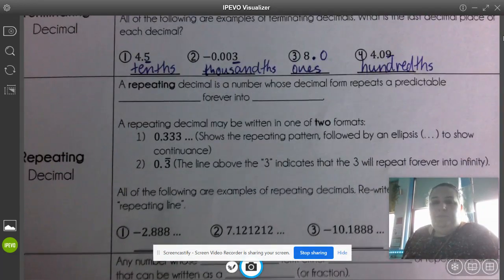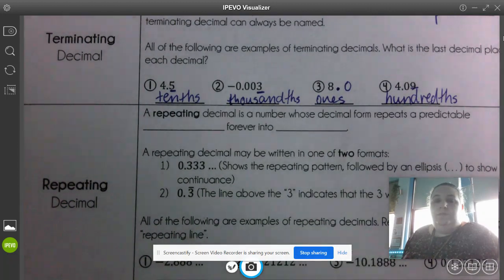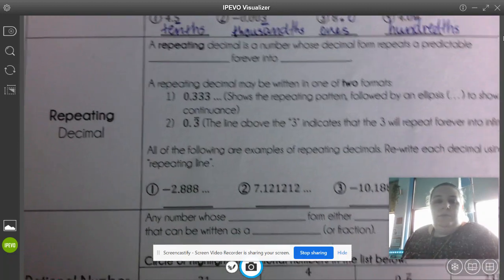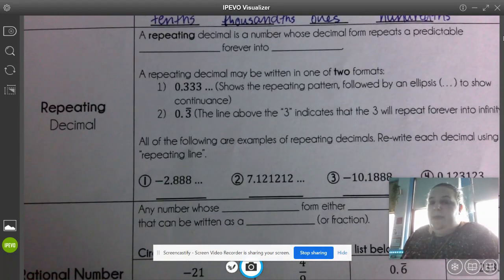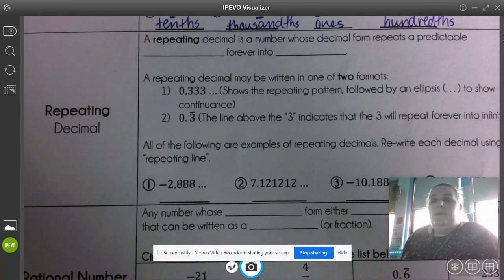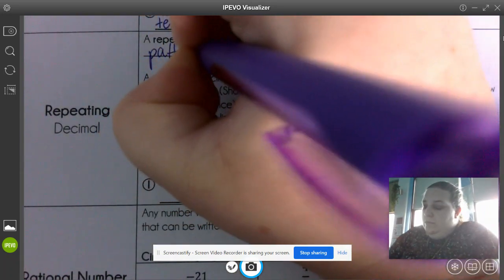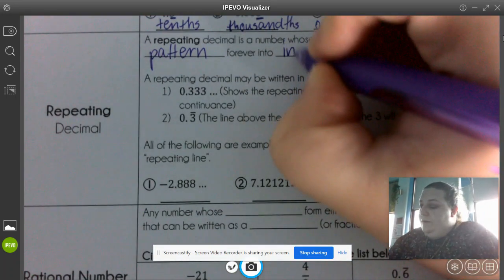All right. So those are examples of terminating decimals, decimals that end at a certain place value. So repeating decimals. A repeating decimal is a number whose decimal form repeats a predictable pattern forever into infinity.